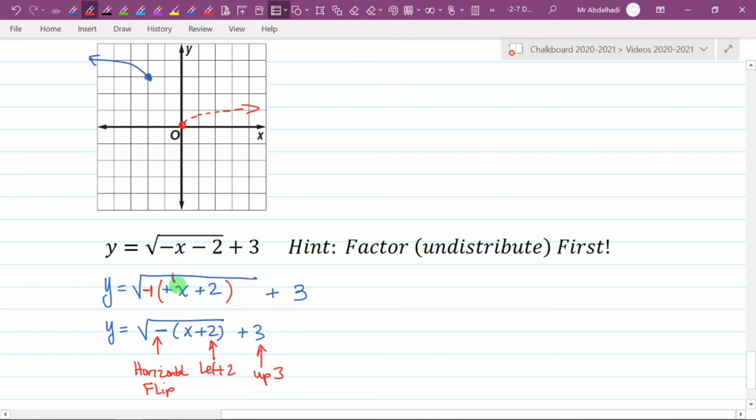And the idea is that when you see a negative inside, whether it's parentheses or the root symbol, you know it's a horizontal flip, but it's inside something. If it's not inside, if it's out here, it's a vertical flip, like we learned before.